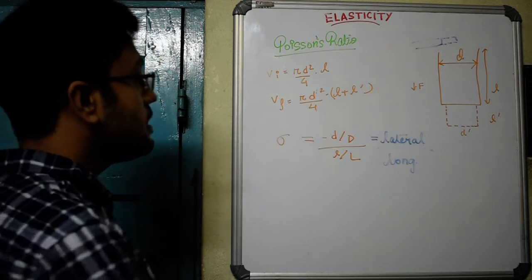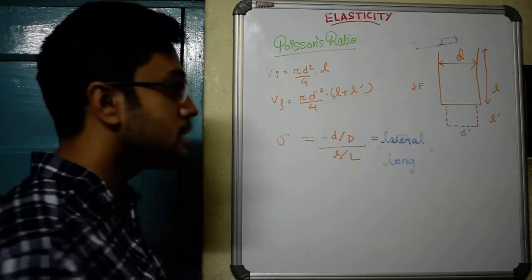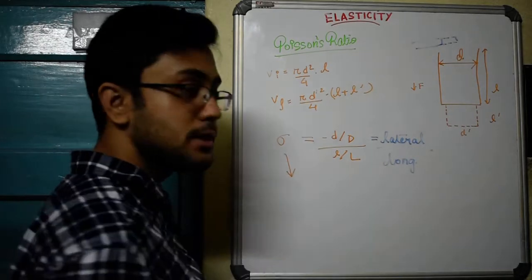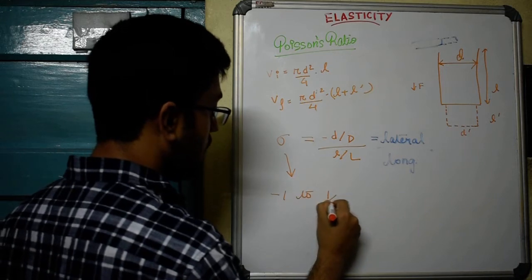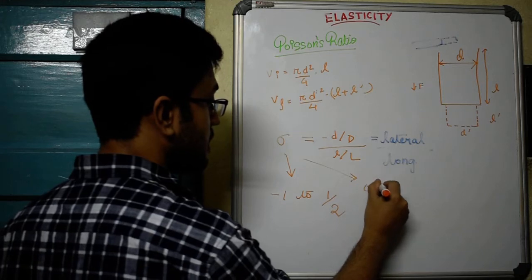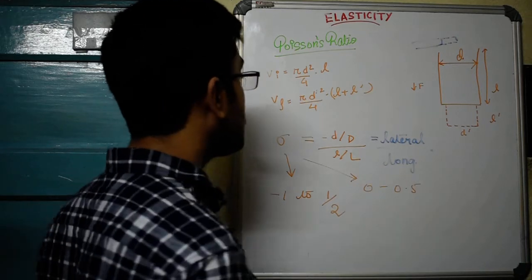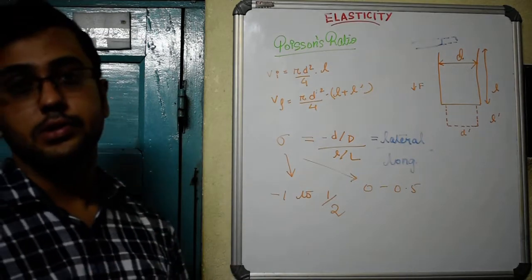And as you can see, these are all ratios of the same quantities, so they have got no unit or dimensions. So sigma itself is a dimensionless quantity, and its value ranges from -1 to half. This is theoretically how its value ranges, but practically it lies between 0 to 0.5. So Poisson's ratio comes from the principle of the conservation of volume.